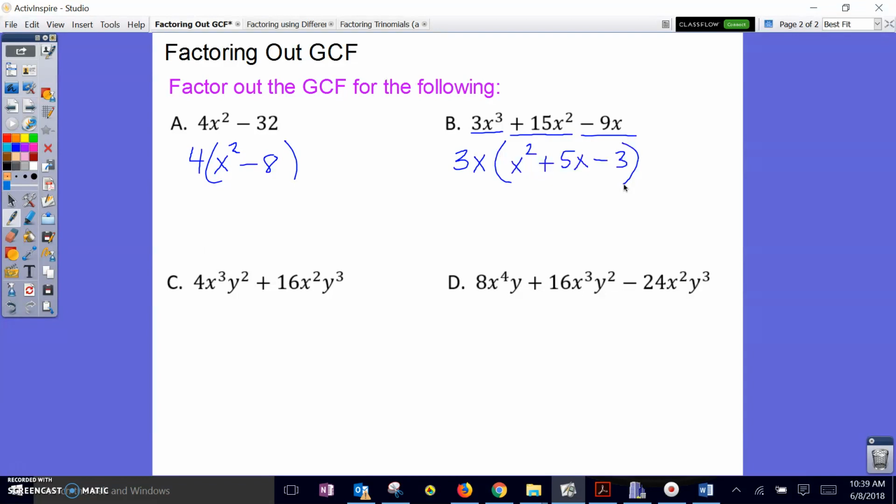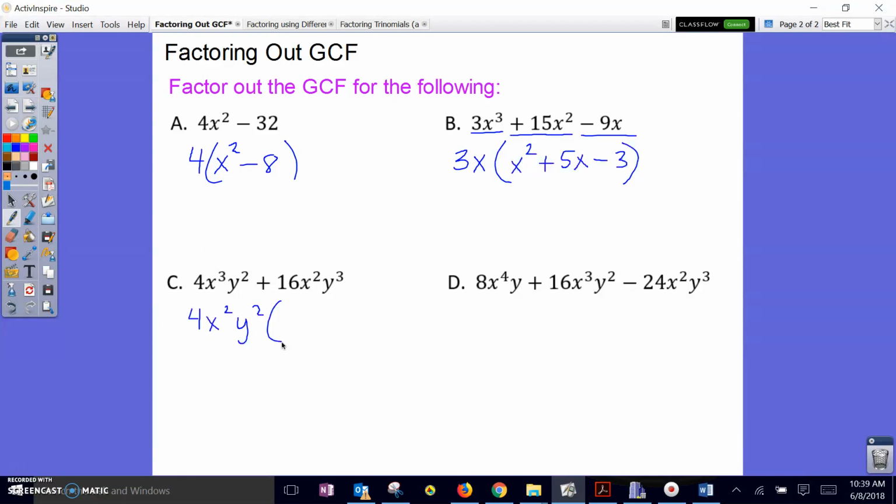So let's look at C. We're going to factor 4x to the third y squared plus 16x squared y to the third. The biggest number that divides into both 4 and 16 is 4. The biggest power of x that goes into both x to the third and x to the second is x to the second. And the biggest power of y that goes into both y to the second and y to the third is y to the second. So that's our GCF, and now we need to figure out what we multiply by that GCF to get each term in the original polynomial.